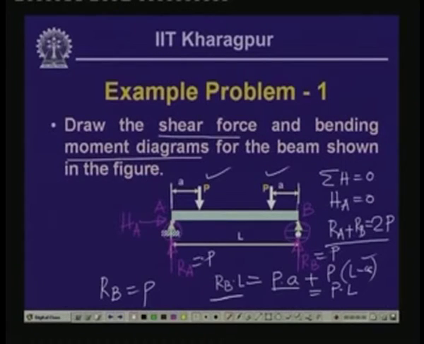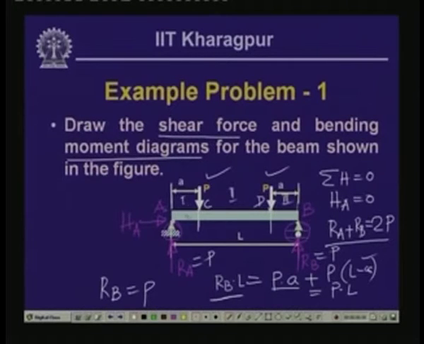Now, the whole of the beam can be divided into 3 segments. This is segment 1 from A to, let us call this point C. From here to here is another point which is D, and this is B. So we have clearly 3 segments, segment 1, segment 2 and segment 3.